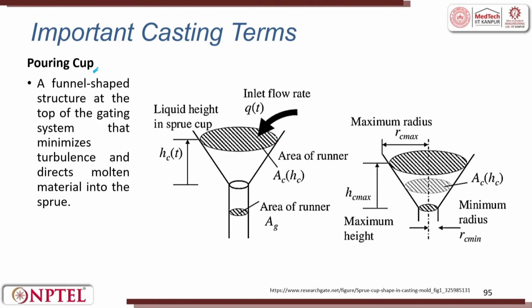When we talk about a pouring cup, it will always be something like a funnel shape. It is a funnel shaped structure at the top of the gating system that minimizes the turbulence and directs the molten metal into the sprue. So, you have the liquid height in the sprue cup, which is HC, which you have already seen, and the area of the runner is AC. So, the input flow happens and then you have the area of the runner AG at the gate, right. So, maximum radius will be RC max and the height will be HC max, maximum height, minimum radius and maximum radius for the pouring cup.